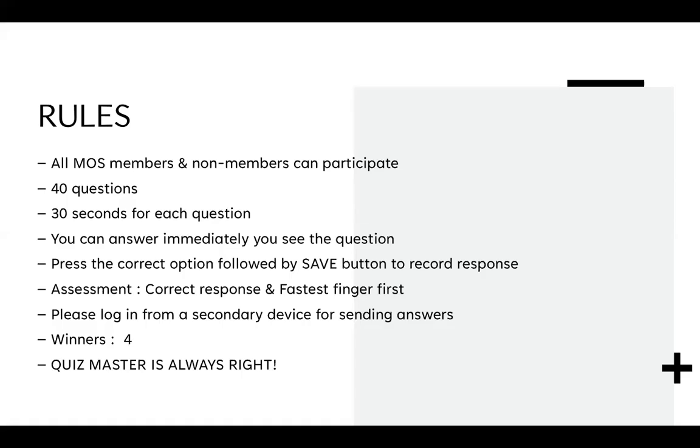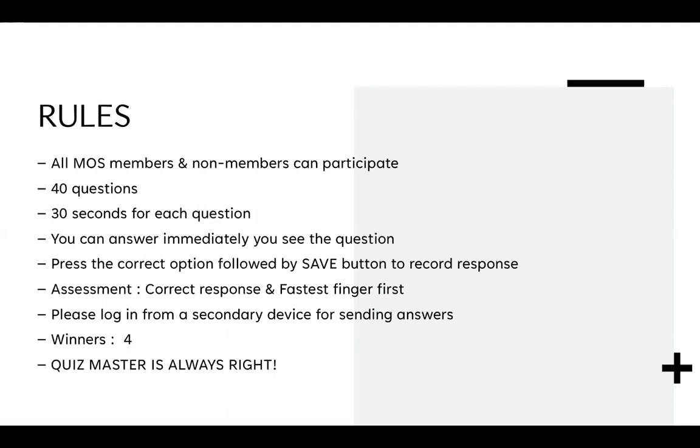Yeah, just explain the rules because about 5 people have joined new. So the rules, like we said, are that there are 40 questions. There is a 30-second timer that begins counting down the moment we read the question. You can answer immediately the moment you see the question and the options without waiting for me to finish. The moment you see the timer counting down is when you can start answering. Please select the correct option and hit the save button so that your answer is recorded. The correct answer and the time that you take, the least time taken to send the right answer, both will be considered in the assessment.